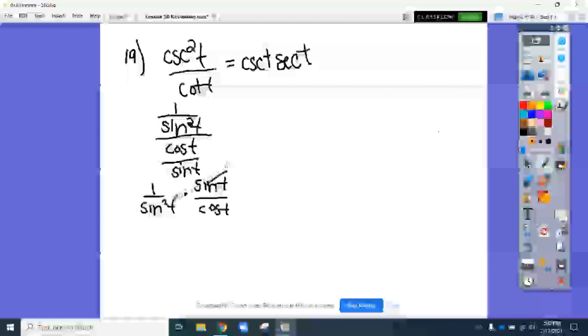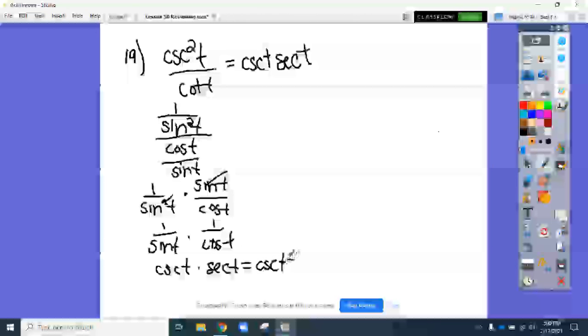One of my sines cancels, right? Because this is a factor. We talked about not canceling things that are added or subtracted, but these are multiplied. So what do I have now? I have 1 over sine of t times 1 over cosine of t. What is that? It's what I'm trying to get. 1 over sine is cosecant. 1 over cosine is secant. All right, you could start on the right-hand side, but I started on the left, so there's that one.